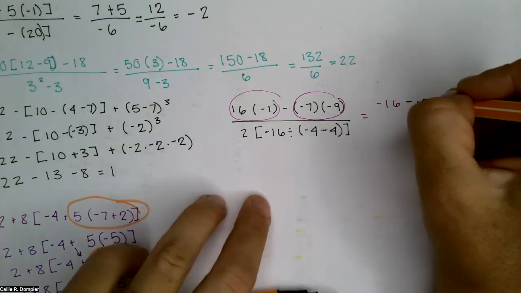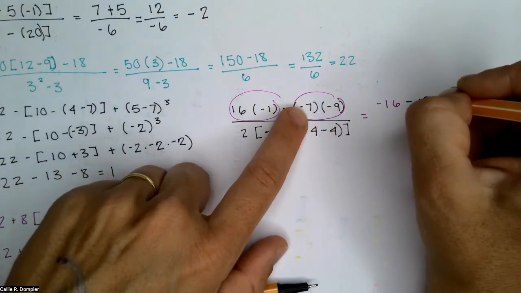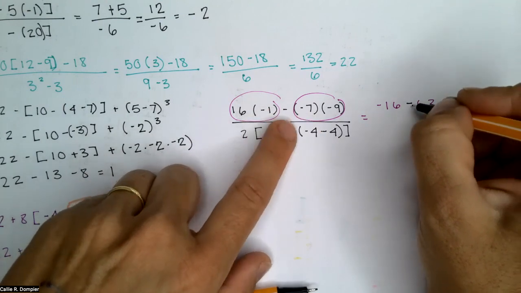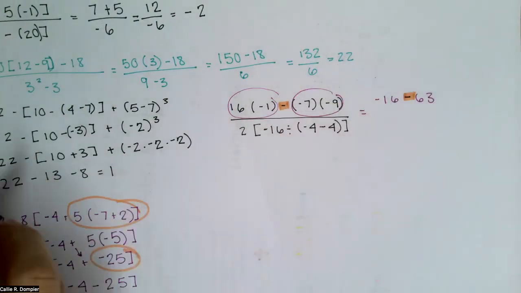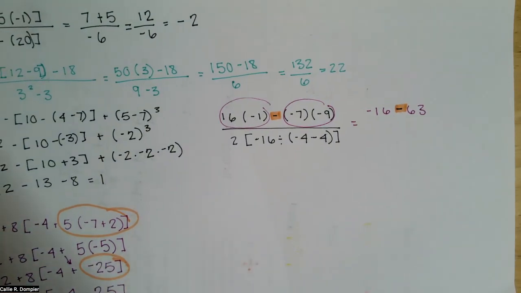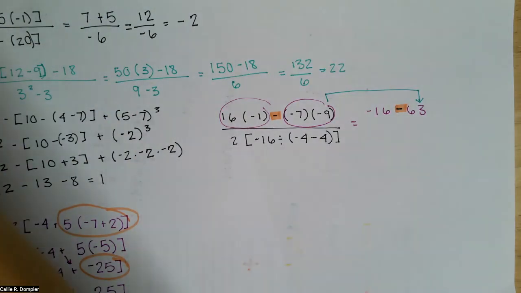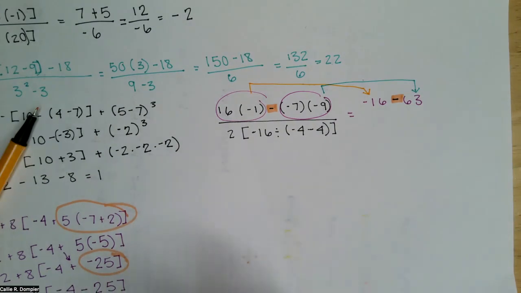So that minus sign is different than the -7 and the -9. So it's minus positive 63 because a negative times a negative becomes a positive, but that's not that negative. Okay. That is that one. That's that. And that's that. Okay.